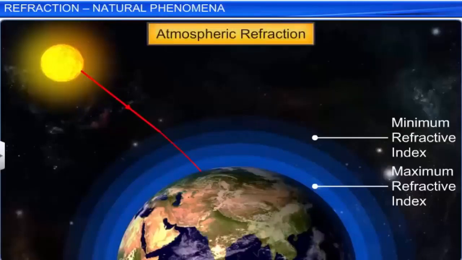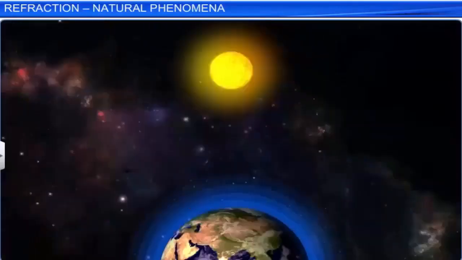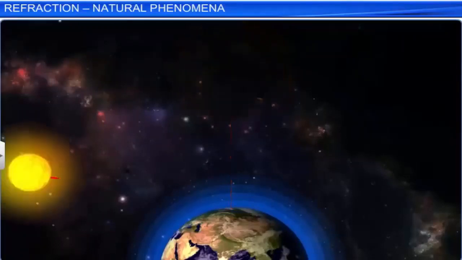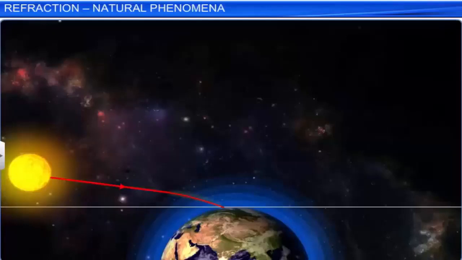When the Sun is on the horizon, atmospheric refraction is more predominant. This is because when the Sun is on the horizon, light rays have to travel longer distances through the atmosphere. Knowledge of atmospheric refraction is useful in understanding some natural phenomena. The apparent position of any heavenly body is a little above its actual position with respect to an observer on Earth.